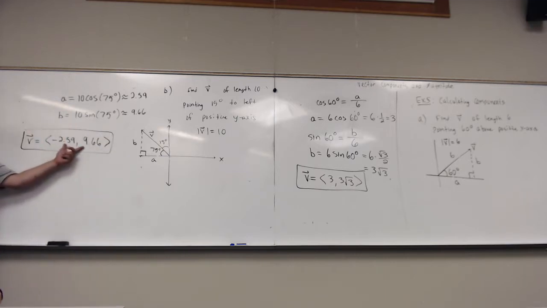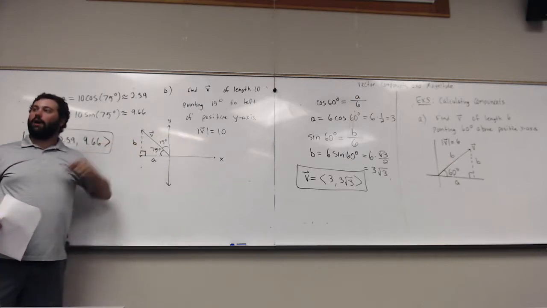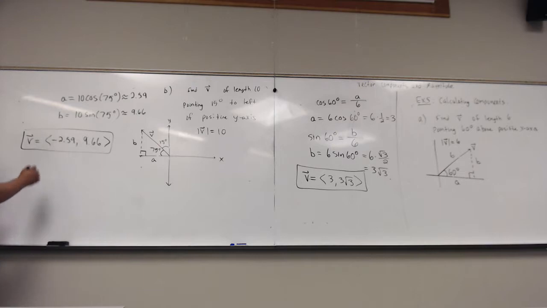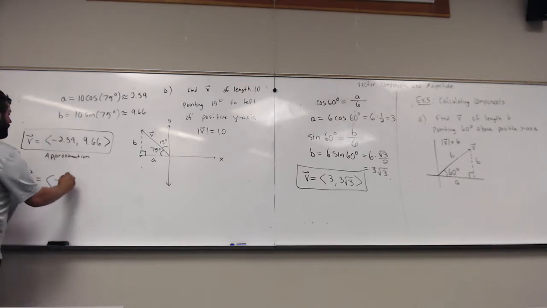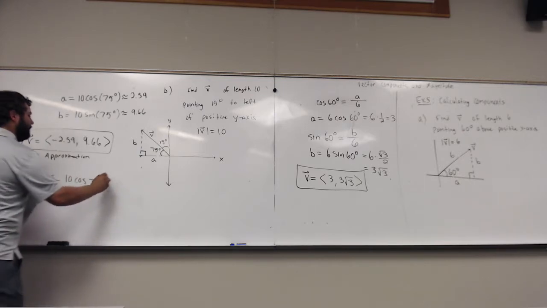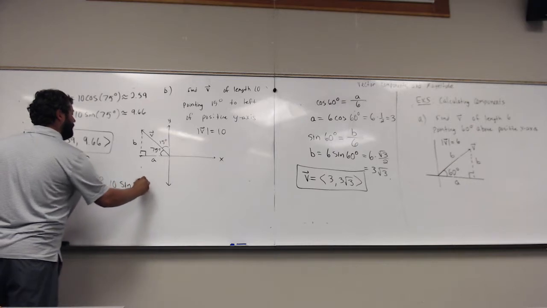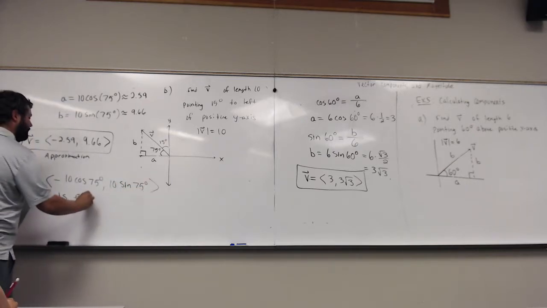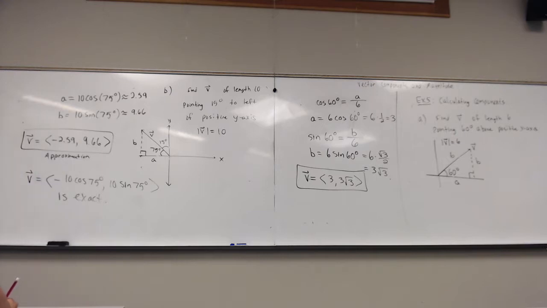Now, is this exactly correct? If we took the magnitude of that, we're not going to get exactly 10. We'll get approximately 10. Right? So this is an approximation. The vector v equals minus 10 cos 75 degrees, comma 10 sine 75 degrees. This is exact. And since cosine 75 and sine 75 are irrational numbers, if you wanted your answer exact, you'd have to leave it in terms of sine and cosine.